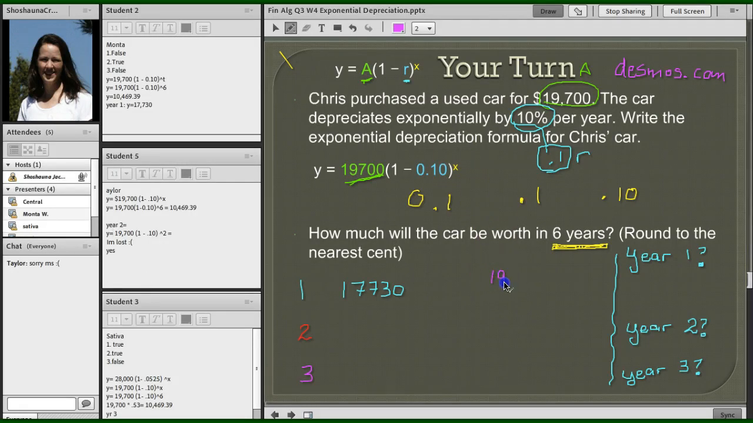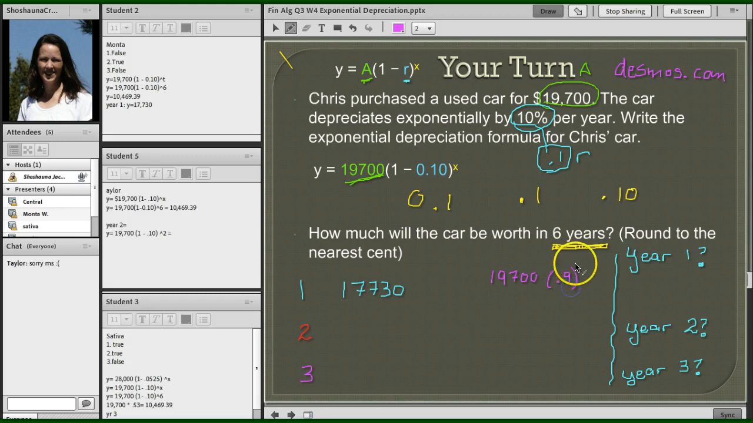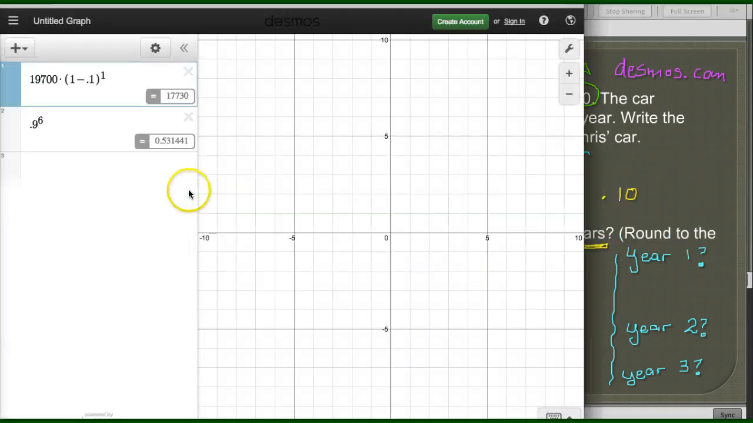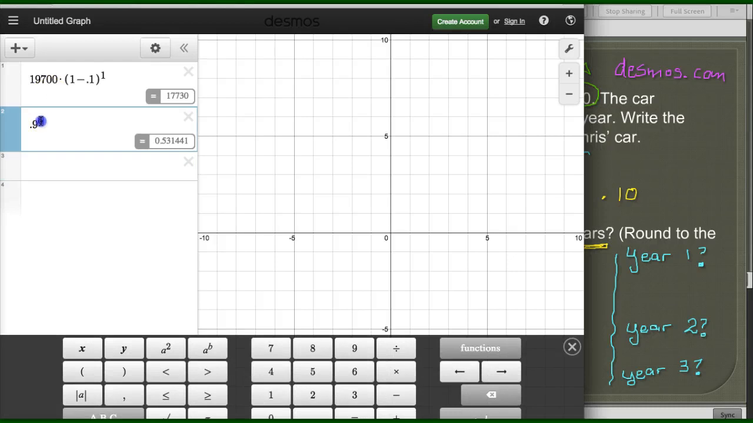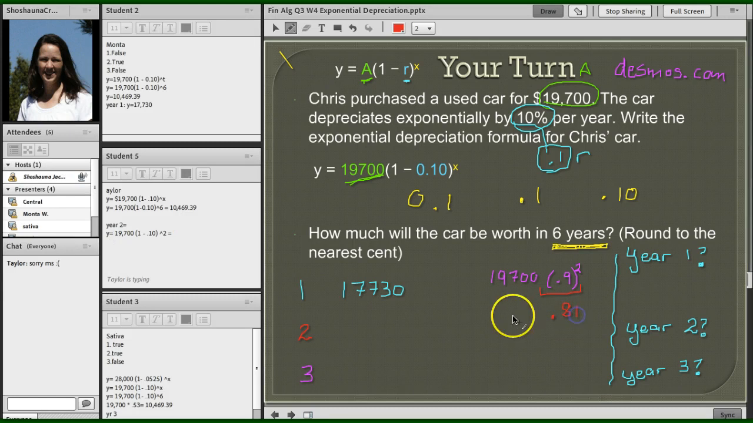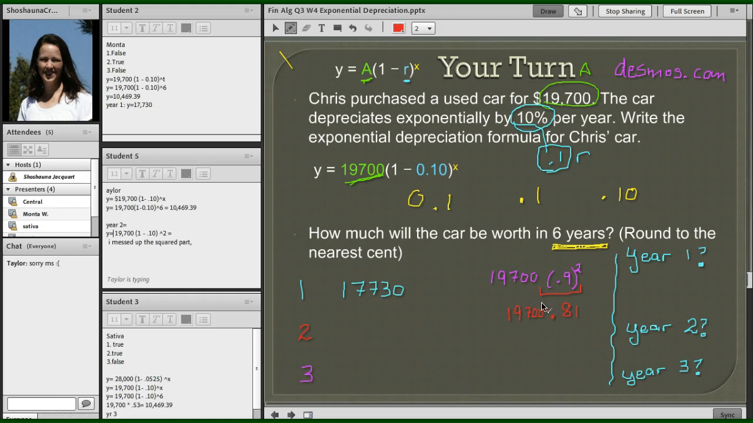So if we have 19,700, and then it's going to be 0.9 squared, right? So we're first going to focus on that squared part. So what's 0.9 squared? It's going to be, got it, 0.81. Now we're going to take 0.81 times 19,700. Oh, okay, no big deal.